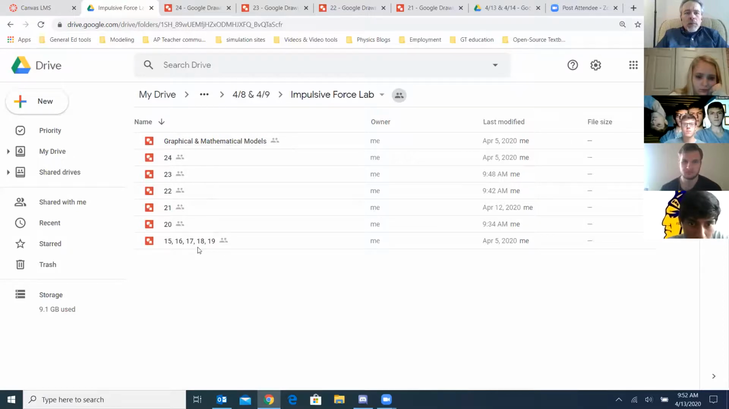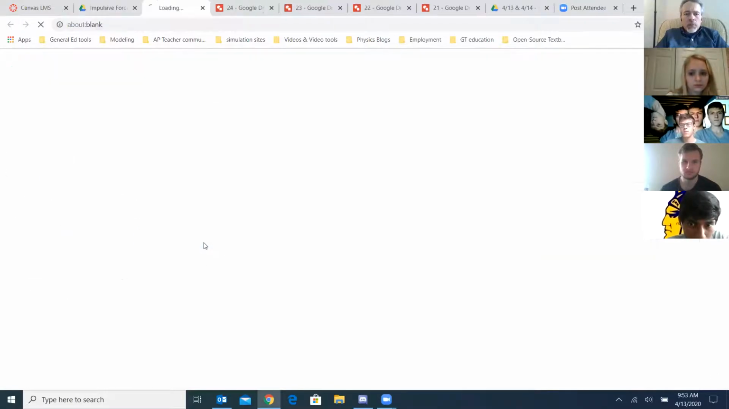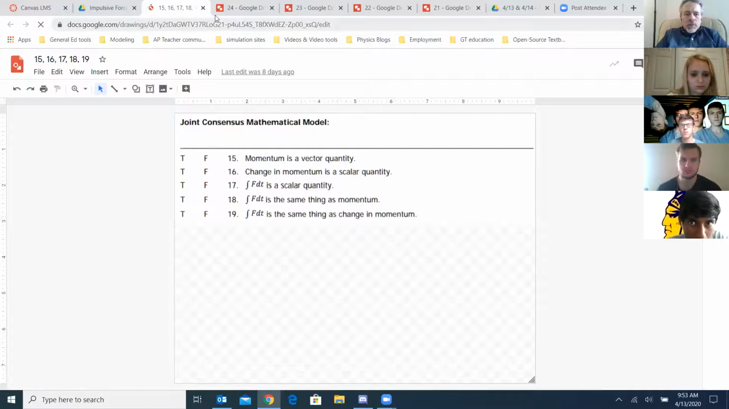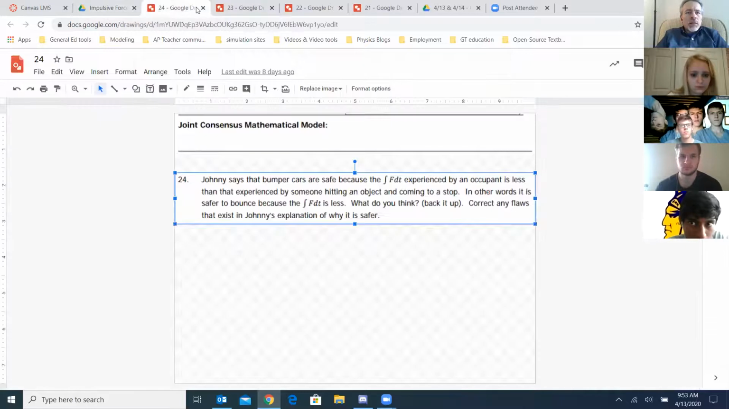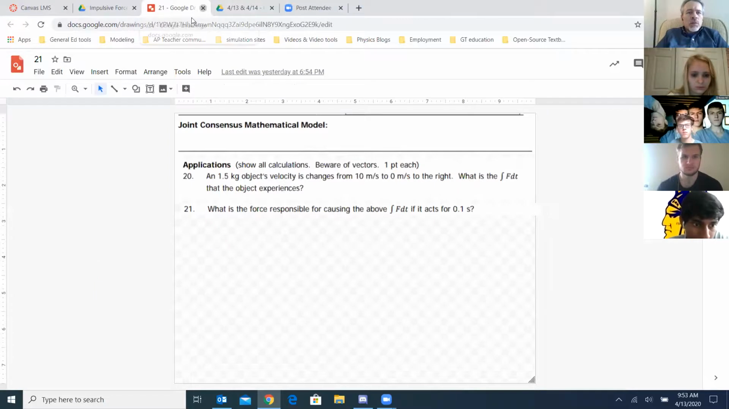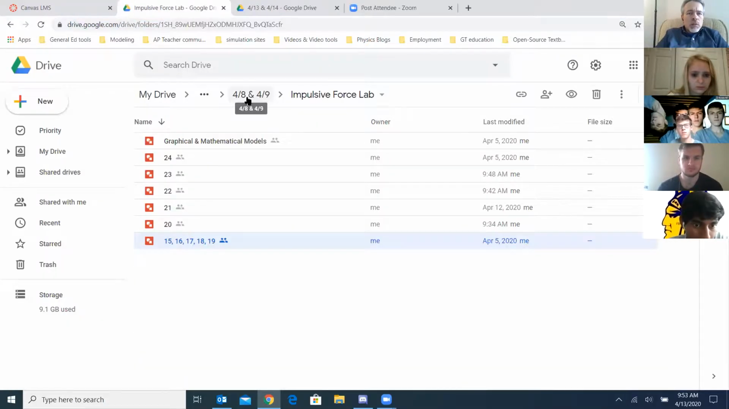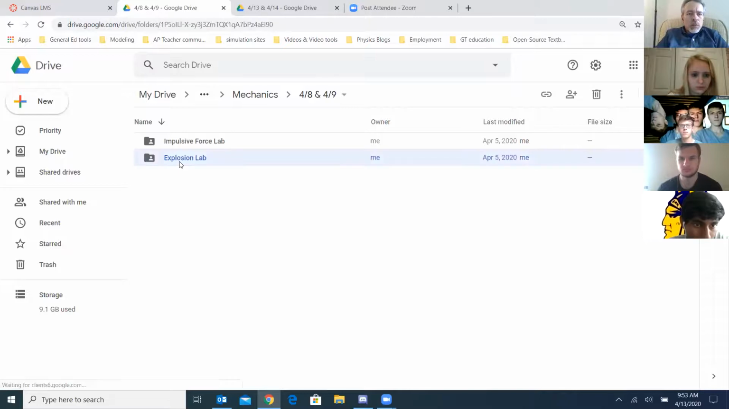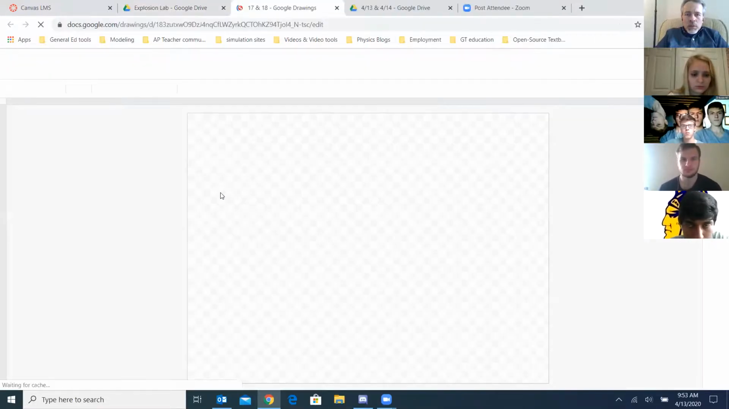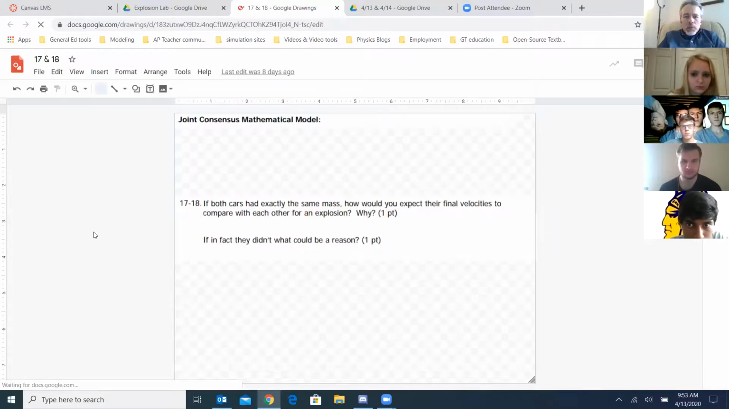We already have the mathematical models. Wait a second, did I do the wrong one? Yeah, we did this one, didn't I? I did it out of order, dang it. Sorry about that. Too early in the morning. Let's try that again. Explosion lab. So I did it out of order. I apologize for that. Okay, so we already did the mathematical models for the explosion lab. Now I know why you guys were a little confused. Sorry about that. Let's see.